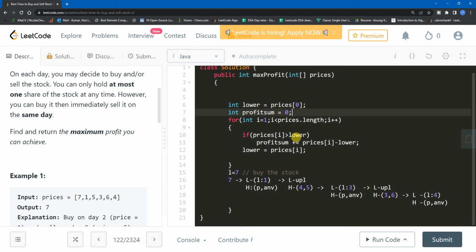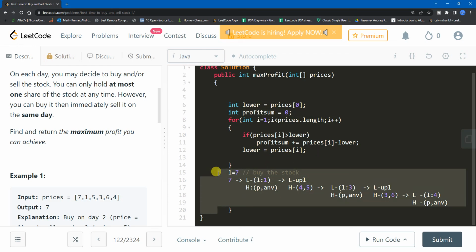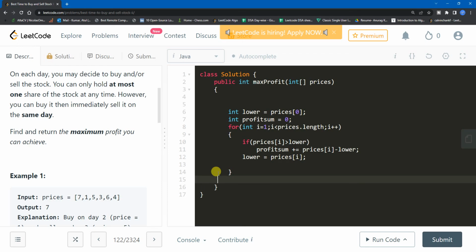So here what we actually did is calculate the profit sum, and we add all those values. Right now I'm just going to delete this part. Hope you understand this. And here we will simply return the profit sum.